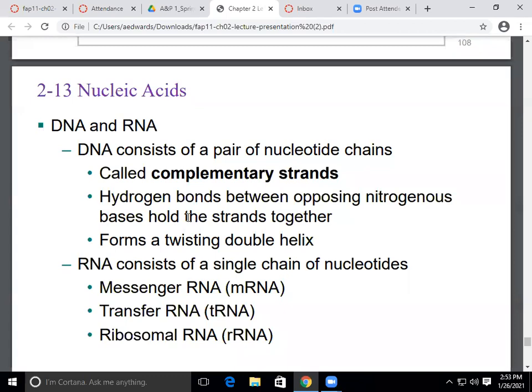All right, so now RNA, again, single chain. And there's 3 types: messenger RNA, transfer RNA, ribosomal RNA. And we'll learn about all those in chapter 3. We just want to introduce those to you now. Okay, mRNA, tRNA, rRNA. But remember, DNA, deoxyribose is a sugar. RNA, ribose is a sugar. DNA is double-stranded. RNA is single-stranded. DNA's bases, A, G, C, and T. RNA's bases, A, G, C, and U. Okay.